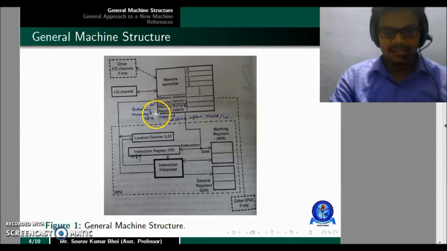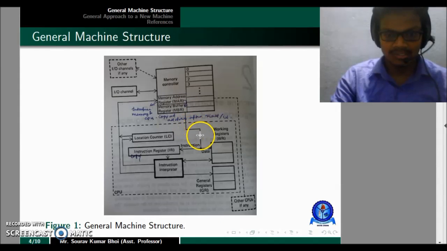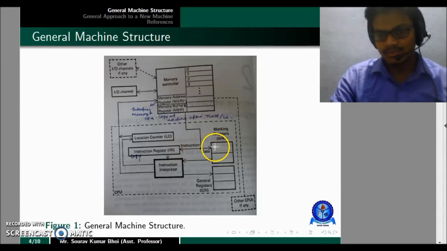Here you can see the location counter points to the memory address register. The memory address register stores the current instruction's address. Then there is the memory buffer register, which stores the contents of the memory location addressed by the memory address register. The contents are then passed to the instruction register, which stores a copy of the memory buffer register. Then this data is passed to the working register.